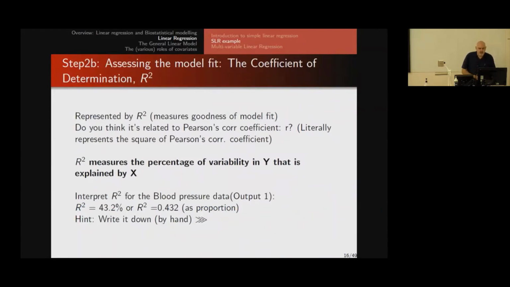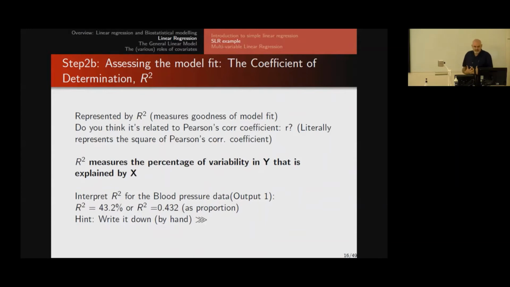Now, in linear regression, we use something called R squared. Its real name is the coefficient of determination, and nobody calls it that. Everybody calls it R squared, okay? So what does it do in linear regression? It represents a goodness of model fit, okay? By the way, is it a coincidence that it's R, just like Pearson's correlation coefficient is R? It's not a coincidence. It's literally Pearson's correlation coefficient squared, hence the name R squared. So get the correlation between X and Y, square it, you've got the R squared, okay?